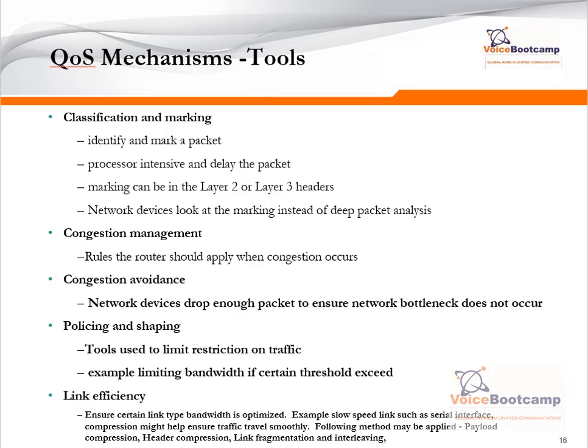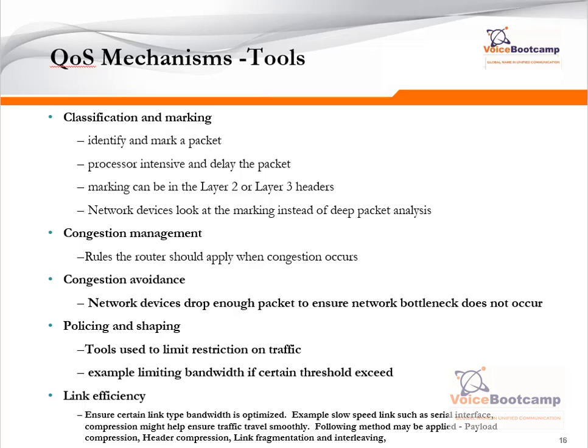Congestion management is the rules the router should apply when congestion occurs, such as dropping packets or allowing higher priority packets to pass through first. Congestion avoidance, on the other hand, is where the network device will drop enough packets to ensure the network bottleneck does not occur. It's kind of an intelligent way of saying, okay, I'm starting to see the network getting congested slowly, so I'm going to start dropping packets so that it clears up the road.